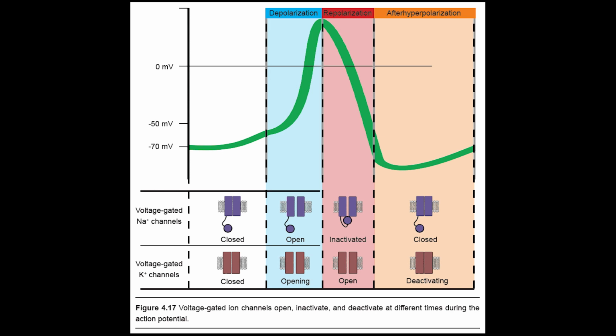And during the repolarization phase, voltage-gated potassium channels open, while the voltage-gated sodium channels are inactivated. When this happens, PK increases, PNA drops to 0, and as a result, the Vm shifts towards the equilibrium potential for potassium, or -80 millivolts.